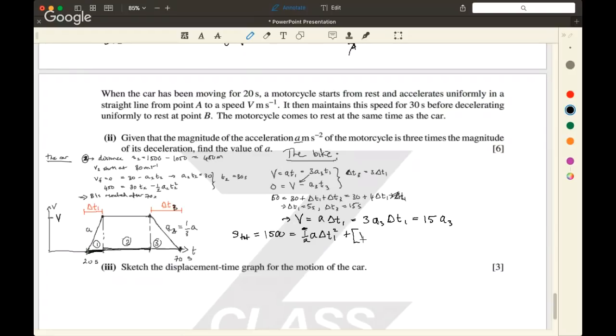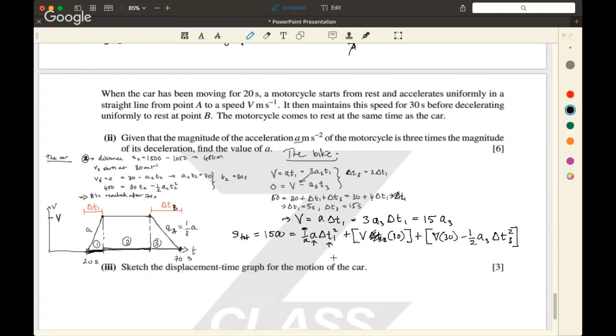And that's going to be equal to V times 30. It's a constant, so there's no acceleration, so that's fine. Plus the distance traveled during section 3, which is V times 30 again, but now minus 1/2 A3 delta T3 squared. Whew. So that's quite long and involved, but we're solving for A, right?